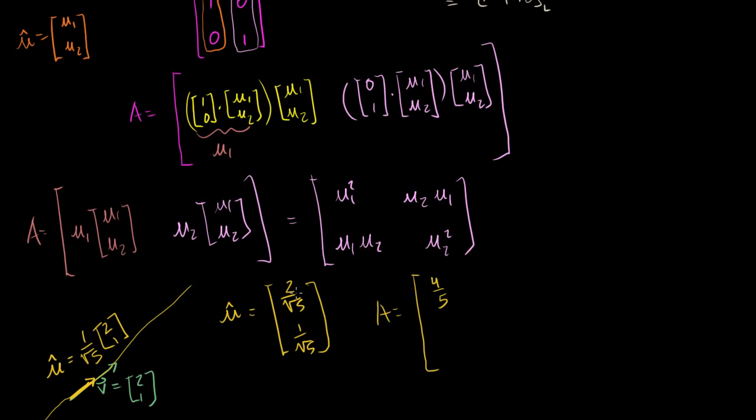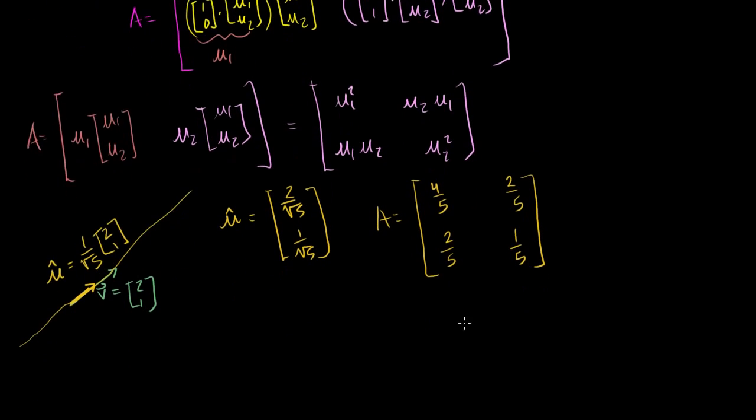And then what is u1 times u2? 2 times 1 over square root of 5 times square root of 5. So 2/5. What is u2 times u1? Same thing, order doesn't matter when you multiply, so this will also be 2/5. And then what is u2 squared? 1 squared over square root of 5 squared is just 1/5.